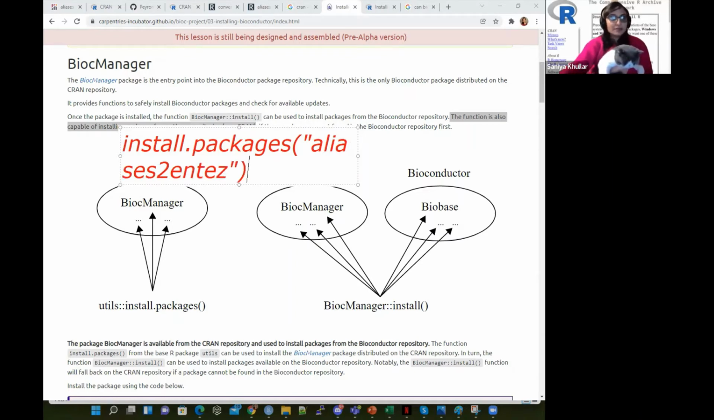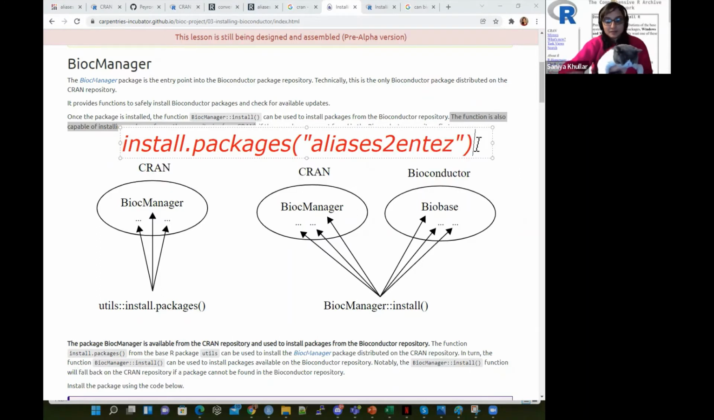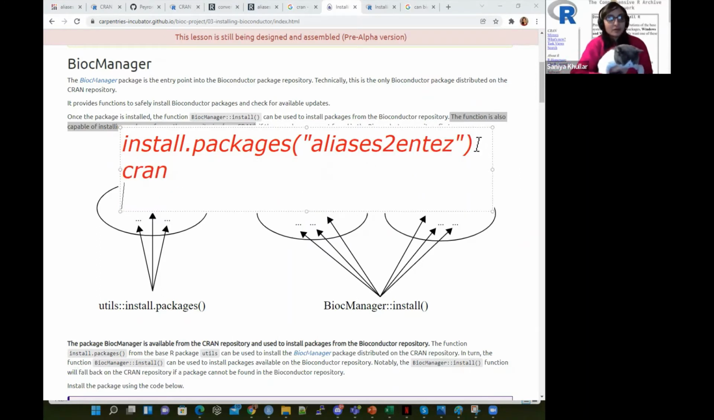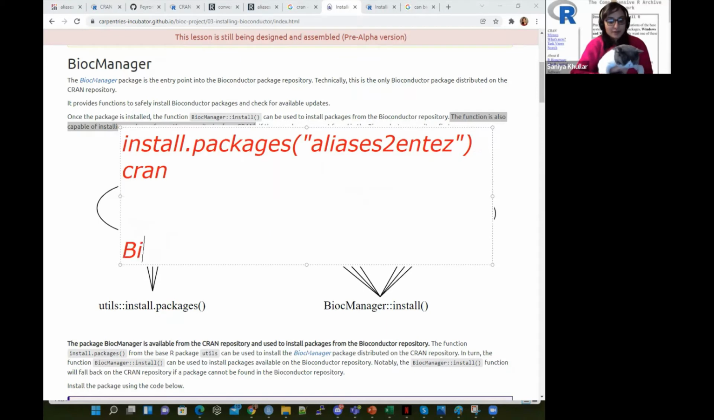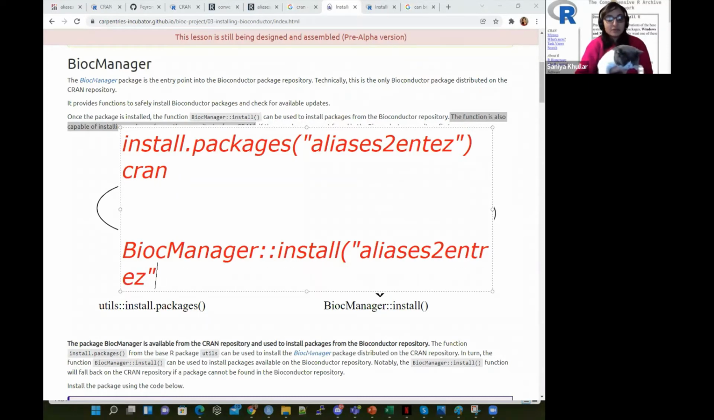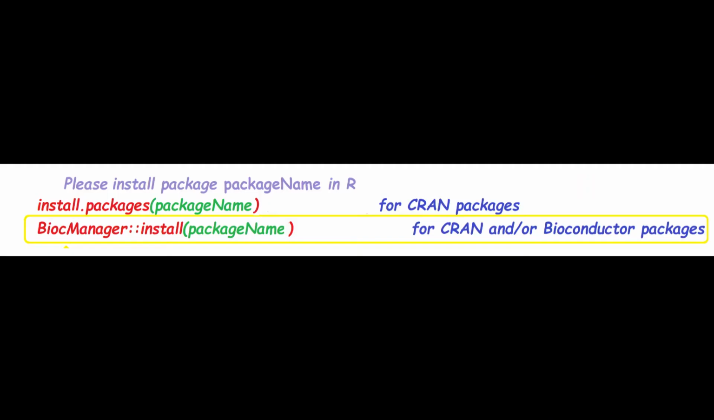Like this, I could definitely do, and this is from a CRAN download. That's for CRAN. Or I could do BiocManager install, and then I could do aliases to entrez. And that would also work actually.